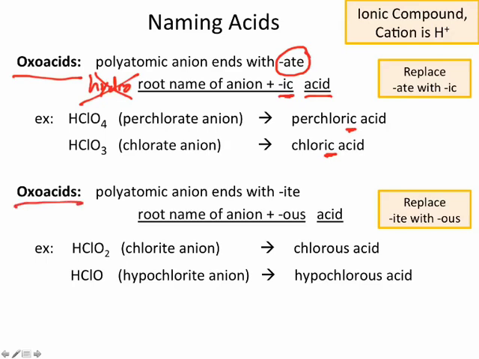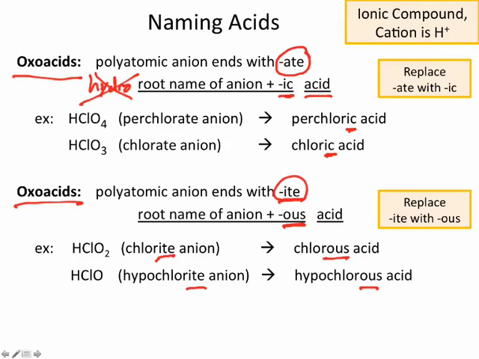Now, another case here is if your polyatomic anion ends with ITE, then this becomes OUS instead of IC. Still space, still acid, same thing. You're just taking ite and turning it into us. And so an example here is the chlorite anion. This becomes chlorous acid. And then hypochlorite becomes hypochlorous acid.